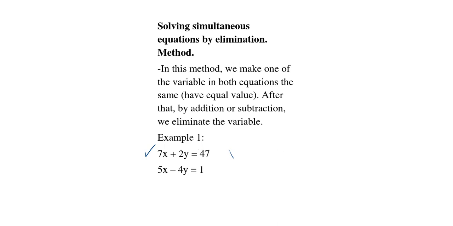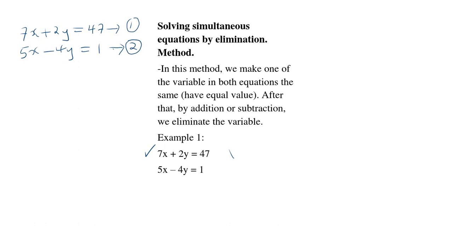In example 1 we have 7x plus 2y. This gives us 47. We have 5x minus 4y is equal to 1. Let's label our equations. It is always good to label them for reference. So we label that as equation 1 and we label this equation as equation 2.